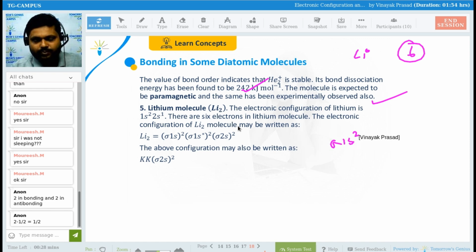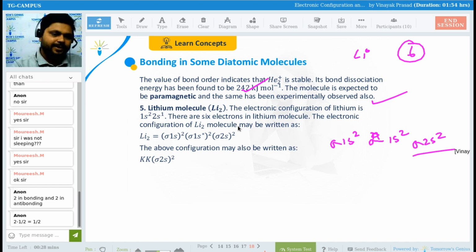The configuration we will write is sigma 1s2, then sigma star 1s2. So the total number of electrons is 4 till here. Then again sigma 2s2. Yes or no? Sigma 1s2, then sigma star 1s2, then sigma 2s2. The total number of electrons will be 6. In atomic orbitals, what are we writing for lithium? 1s2, 2s2. Yes or no, guys?